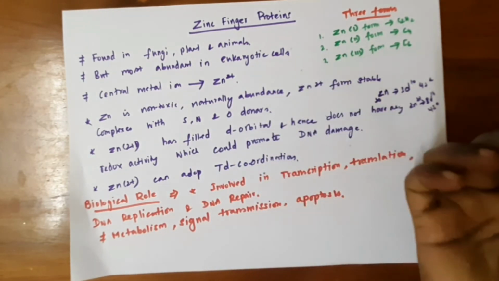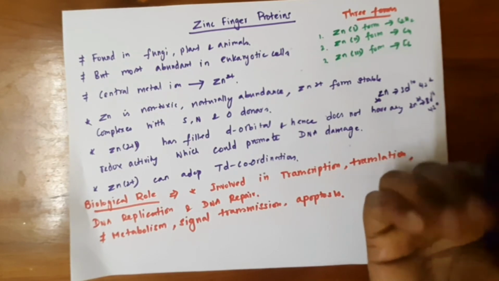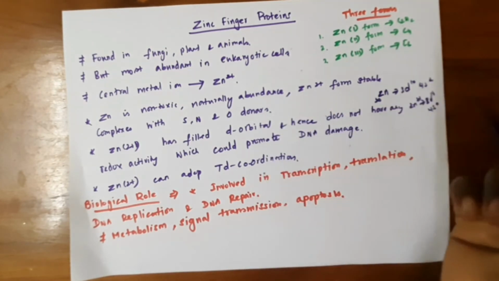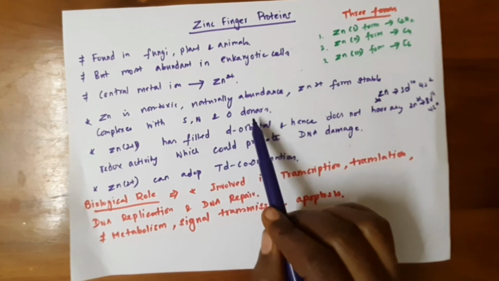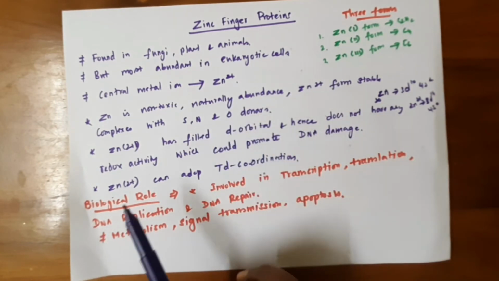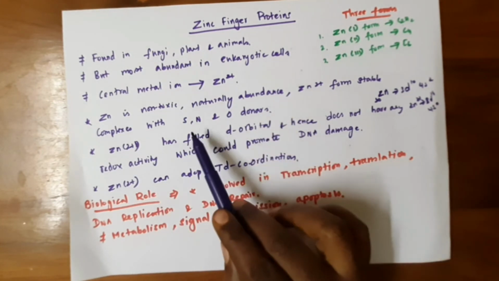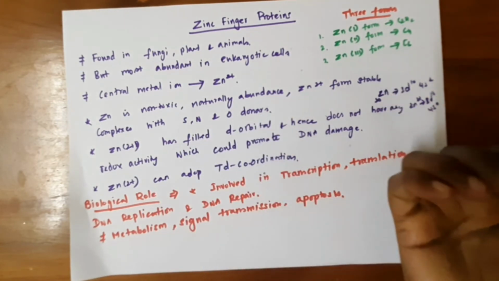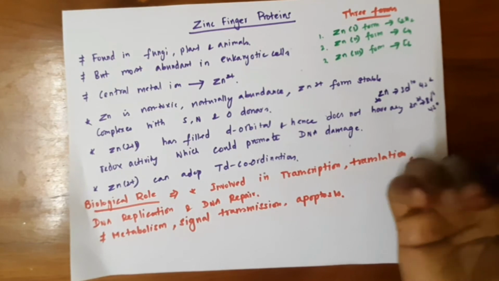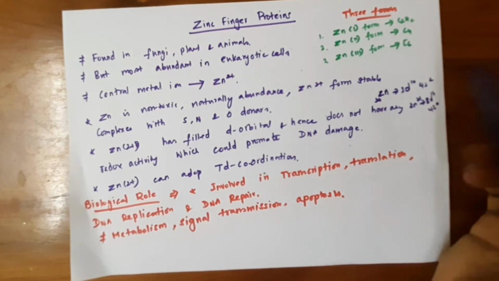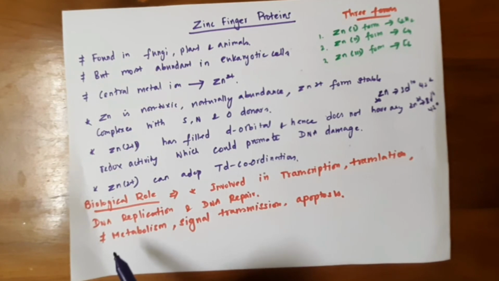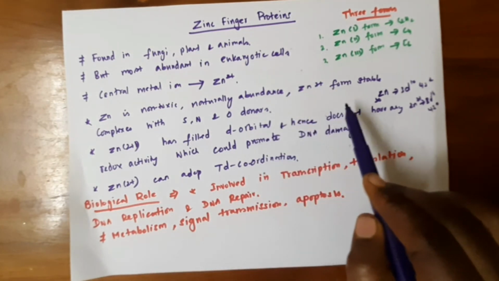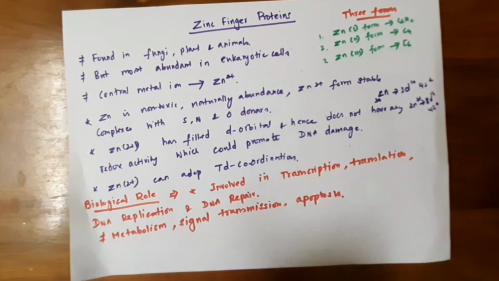A protein is made up of several amino acids combined together, and this protein is mainly made up of donors from sulfur, nitrogen and oxygen. The amino acids which contain donors like sulfur, nitrogen and oxygen, such as cysteine, histidine, glutamate and aspartate, are the main amino acids present in zinc finger proteins. So this zinc 2 plus has the main donor atoms like sulfur, nitrogen and oxygen donors.